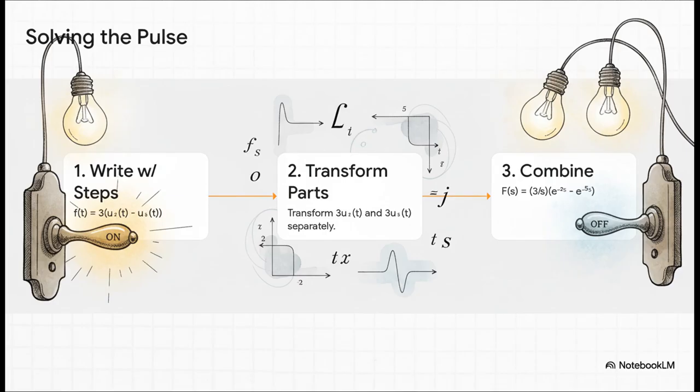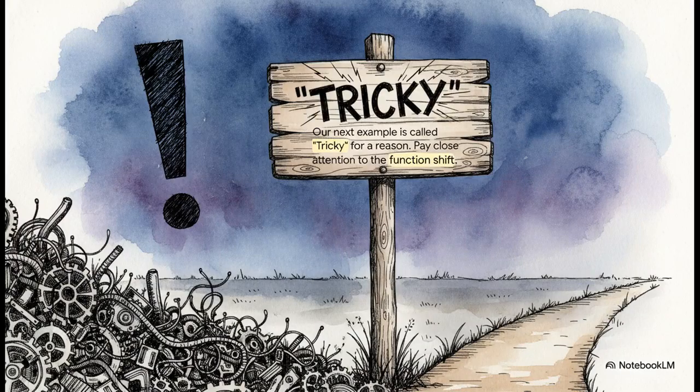Then, to turn it off at t equals 5, we just subtract another step function, 3 times u sub 5 of t. It's brilliant! We just transform each piece separately using that basic formula we saw, combine them, and there's our final answer. It's just like using one switch to turn the lights on and a second one to turn them back off.